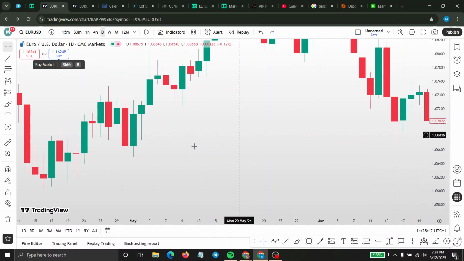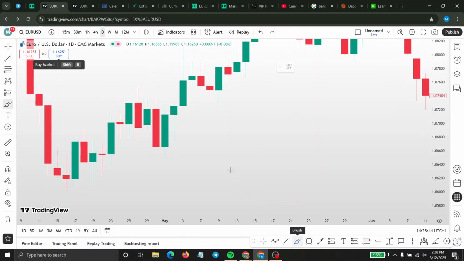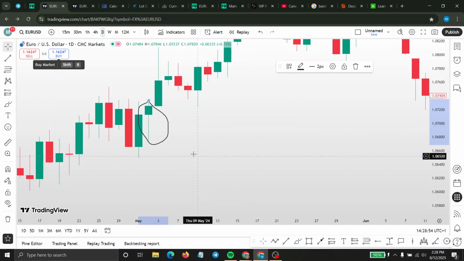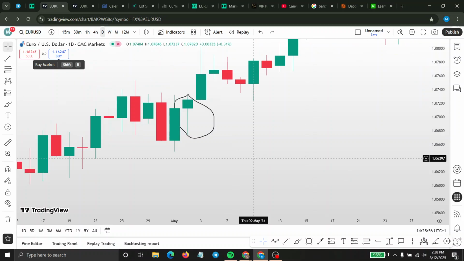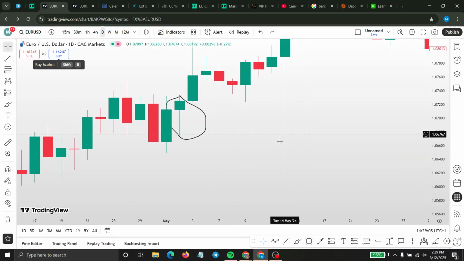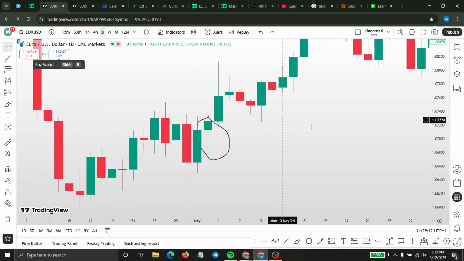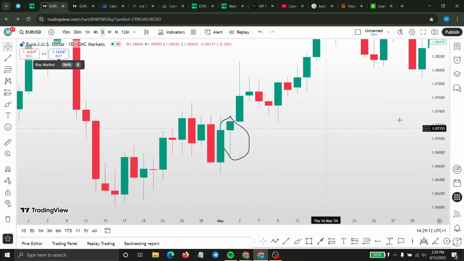Okay, see another one here. Look at another one here. Can you see it? Yes, sir. That is an example of a pin bar. Now we can see the color doesn't matter. We've highlighted two.